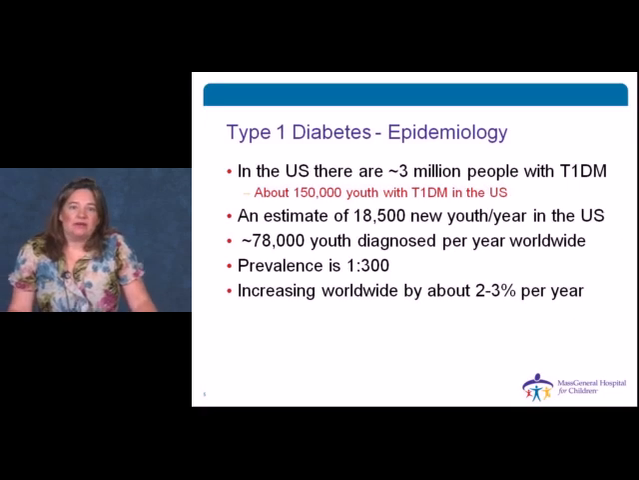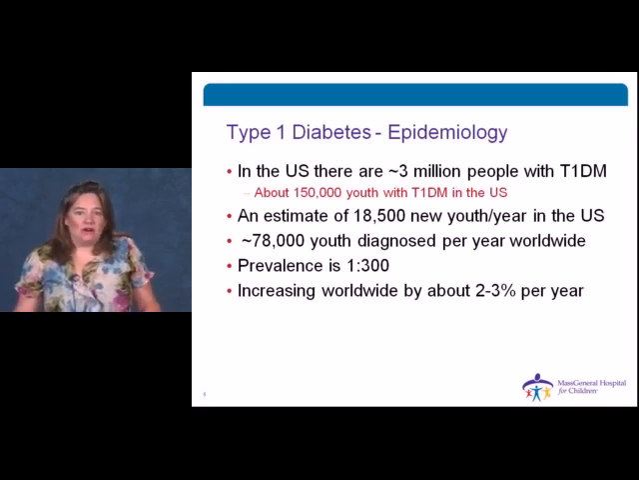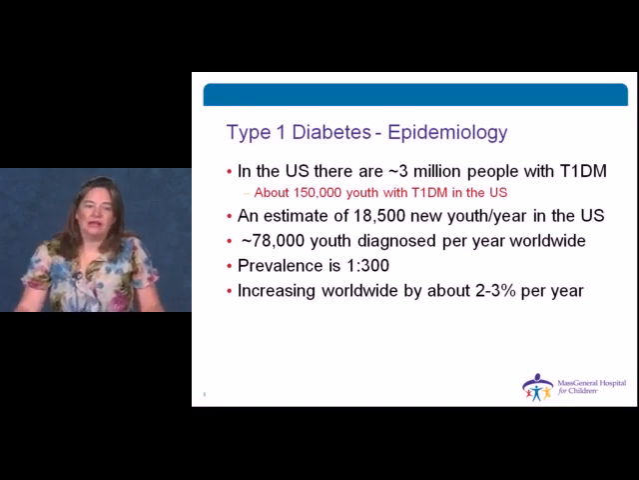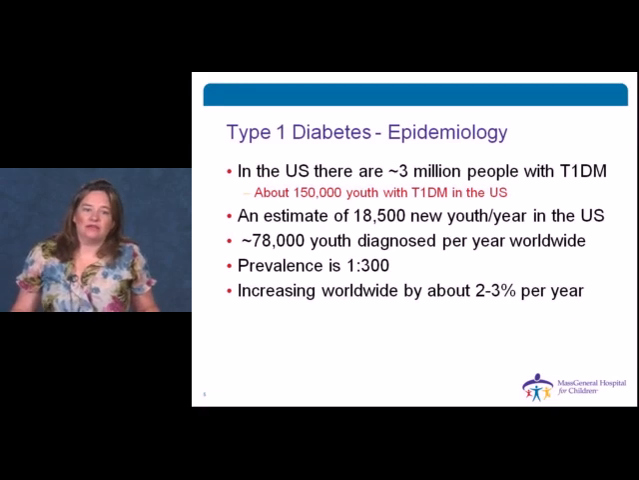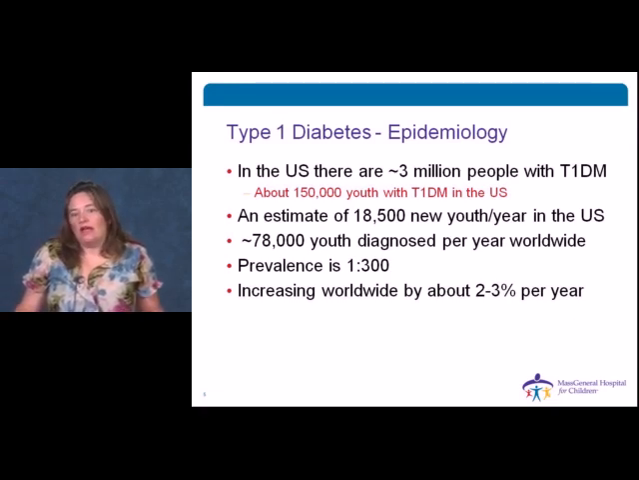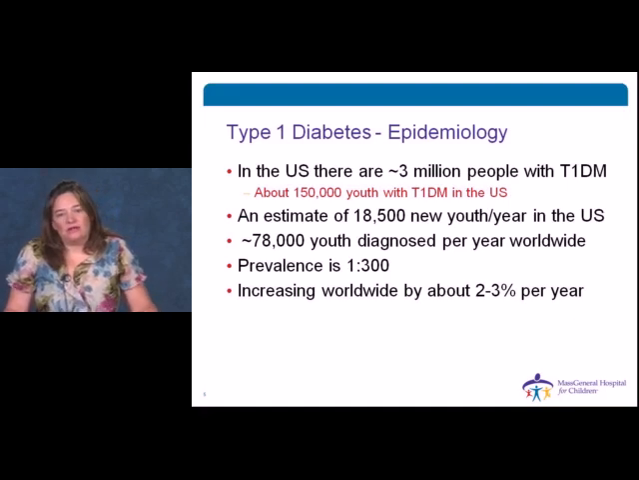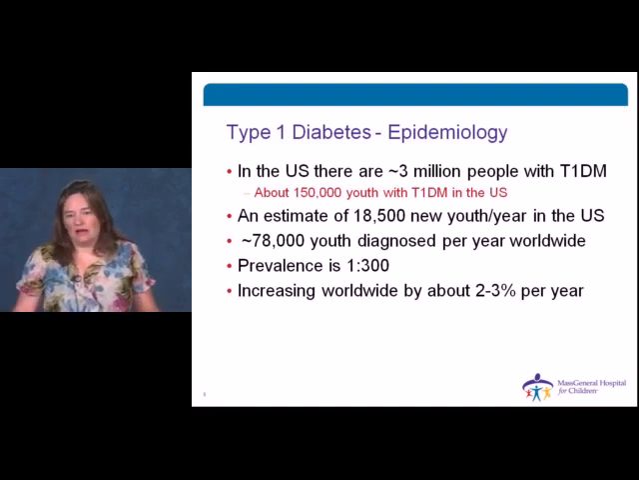In the U.S., that leaves about 3 million people with type 1 diabetes by our current estimates. And in terms of children, it's probably about 150,000 currently. That's an estimate of 18,500 new children and adolescents with diabetes per year. Worldwide, that's about 78,000 new diagnoses per year in children and adolescents. The prevalence is 1 in 300. And interestingly, it's been noted to be increasing in the U.S., in Europe, and also worldwide at a rate of about 2 to 3% per year.